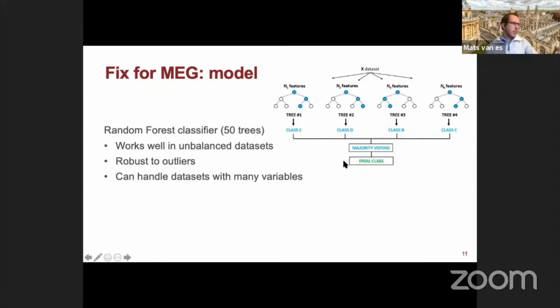And we use a random forest classifier specifically because it works well on unbalanced data sets, which is the case in MEG, as we have maybe around 10% noise and 90% signal. It's also robust to outliers and can handle data sets with many variables. And the variables can be categorical, but also numerical.